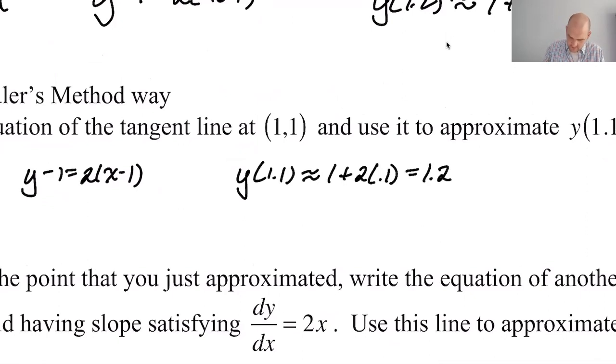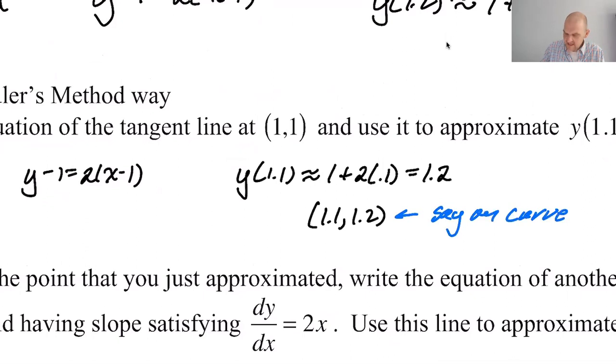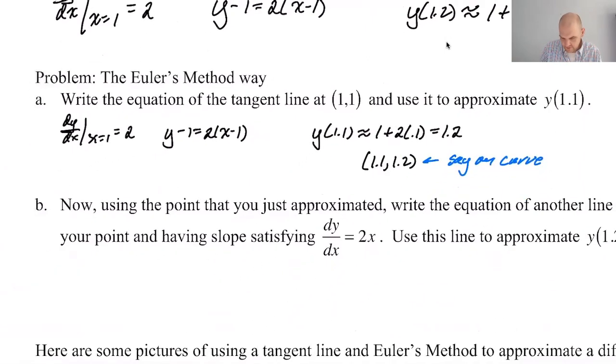So now we have this point, right? The point is (1.1, 1.2). We're going to say this is on the curve. And since we're saying this is on the curve, it's not on the curve, right? But we're pretending that it's on the curve. It's close enough. So what we'll do is we repeat the process.